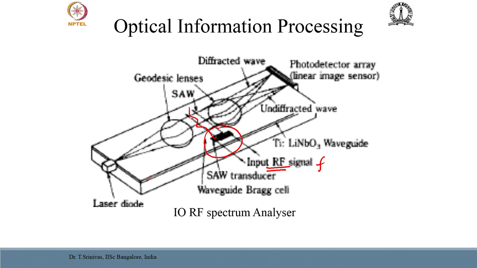It is also possible to configure this as an optical spectrum analyzer by giving a constant frequency to the input signal and a variable input light spectrum. So, you can configure this such that the output corresponds to various components of the input light spectrum. So, you can configure this device as an RF spectrum analyzer or an optical spectrum analyzer.